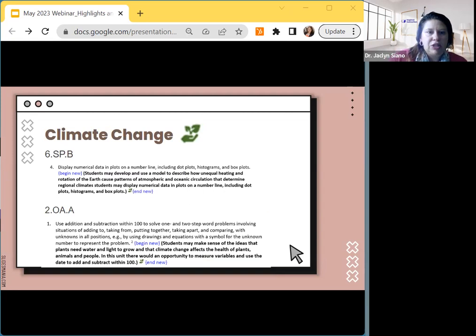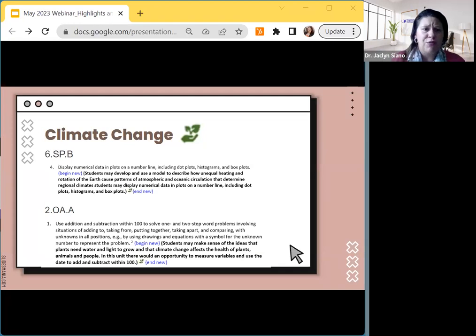We also have the addition of the climate change standards. In every grade, K through 12 math will have at least one climate change standard. Again, you know they're climate change standards because they're set off by that little symbol with the hand holding the leaf. And again, they're not crazy because I know people had asked me, oh my gosh, how are they going to put climate change into math?